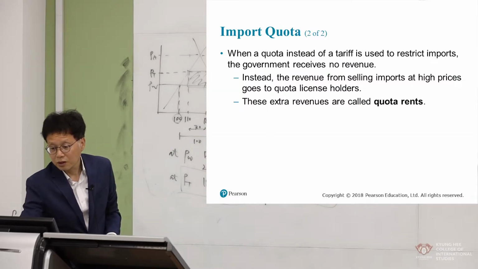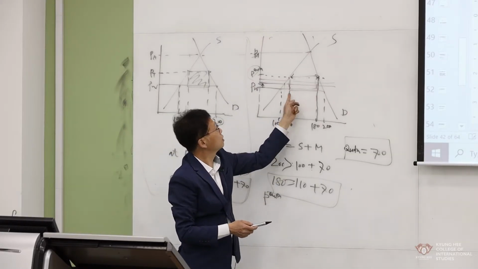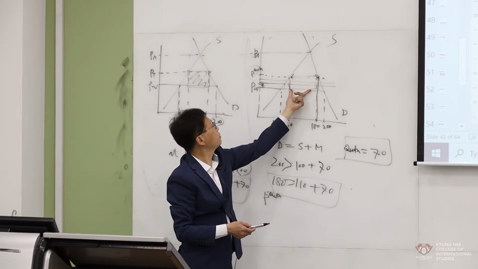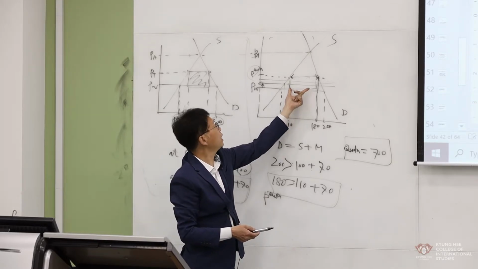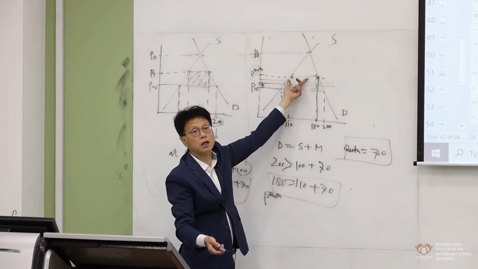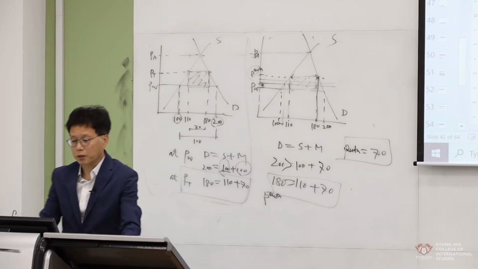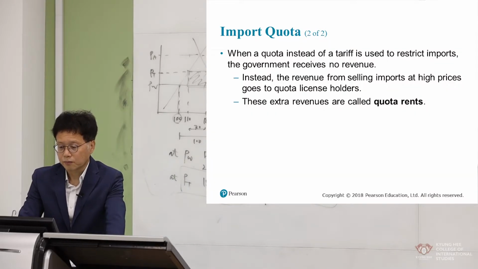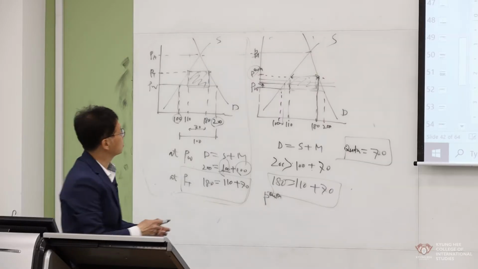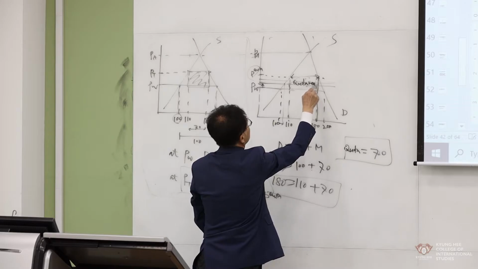So license holders import foreign goods at PW and sell at this higher price to domestic consumers. Okay? So this one is appropriated by license holders, quota license holders. These extra revenues are called quota rents.